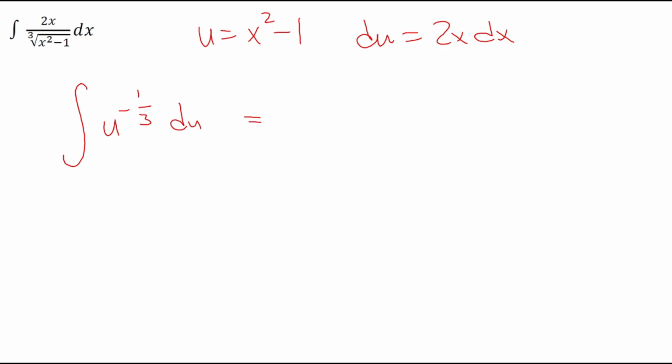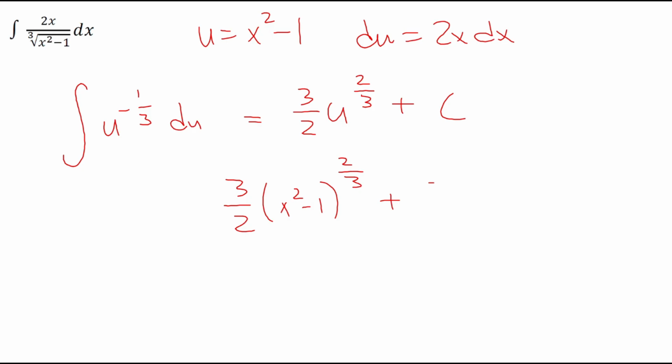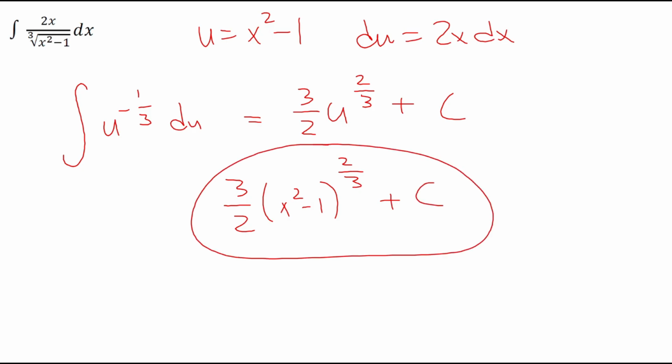So we'll just integrate u to the negative 1/3 du. Well, the integral of u to the negative 1/3 should go up to u to the 2/3, and then we multiply by the reciprocal of that, 3/2, plus some constant. And then we'll just replace the u with x squared minus 1. So we have 3/2 of x squared minus 1 to the 2/3 plus a constant.